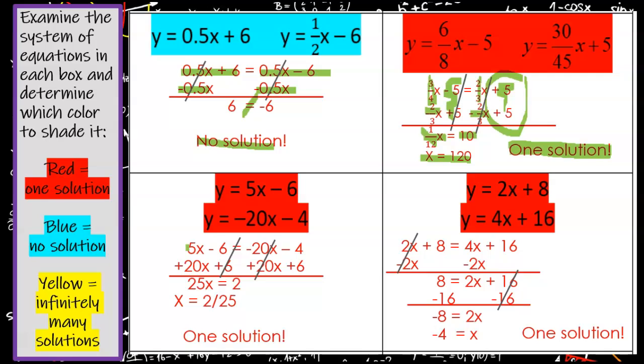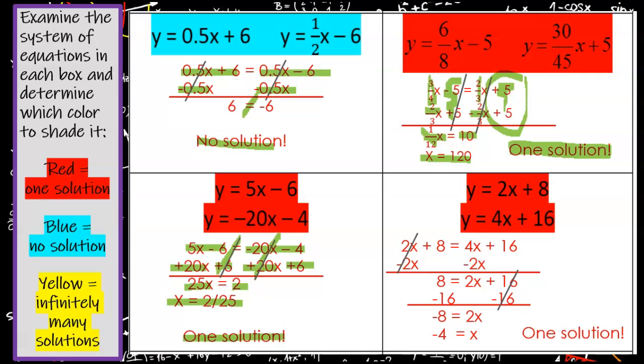And then we have 5x minus 6 is equal to negative 20x minus 4. I started here by adding 20x on both sides. I also added 6 on both sides. So negative 20x plus 20x cancels, and negative 6 plus 6 cancels, leaving us with 25x is equal to 2. Then I divide by 25 on both sides, so x is equal to 2 over 25, a fraction. That is still one solution. A fraction is still an amount that we could graph.